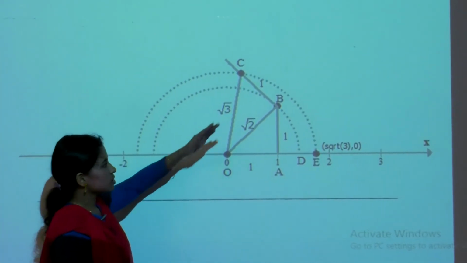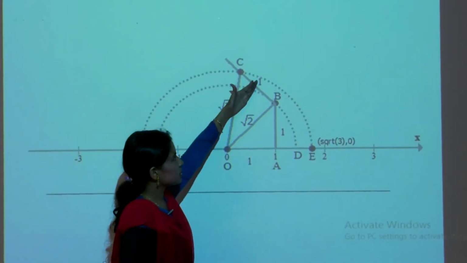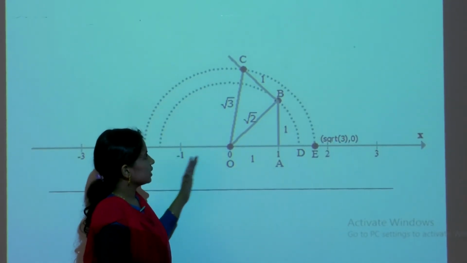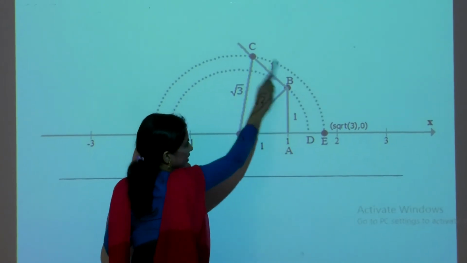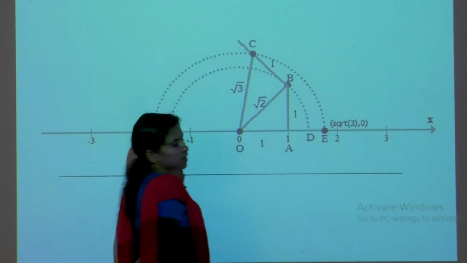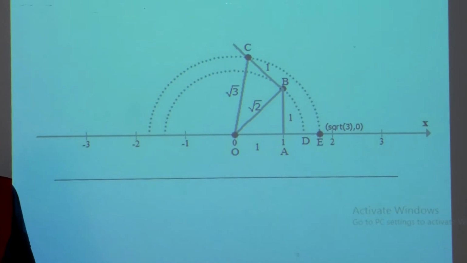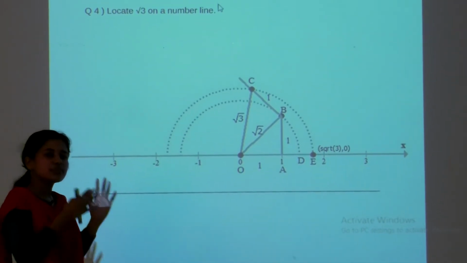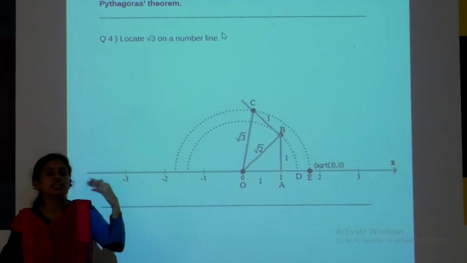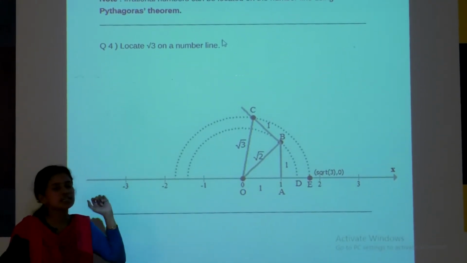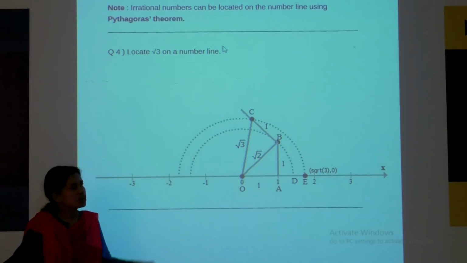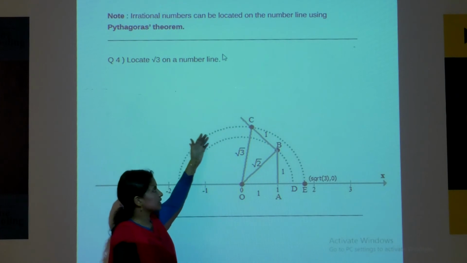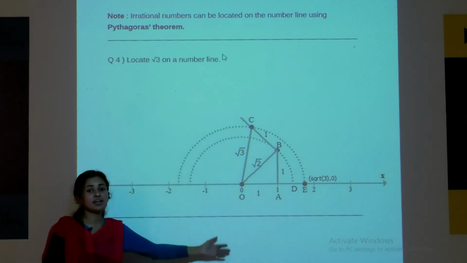Again using Pythagoras theorem, root 2 square plus 1 square we get root 3. So OC is equal to root 3 and draw a semicircle or an arc. We get E on the number line and the E is called as root 3 on the number line. In this way, using Pythagoras theorem, we can draw infinite set of irrational numbers on the number line. While we plot these, root 2, root 3, etc., we get a spiral image.